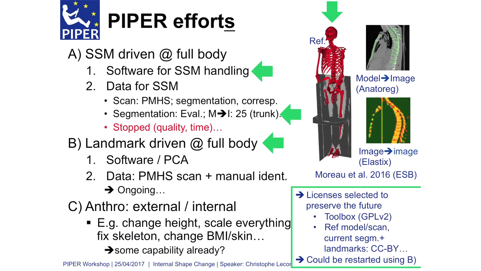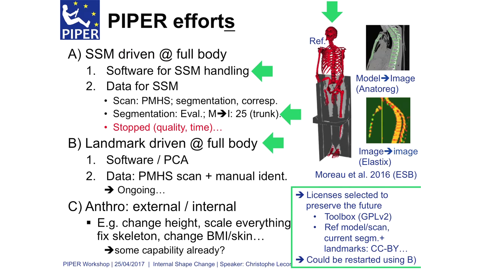And then the C approach is something that is kind of simple, but that is actually already possible to do. As mentioned by Thomas, it's possible to do scaling separately for the external shape of the body and for the bone. So one option would be, for example, to change the height of your model, and then scale everything for the median value of the BMI. So you deform everything, and then you fix the dimension of your skeleton. You know that the dimension of the skeleton corresponds to a mean subject. And then you change the BMI, but you preserve the dimension of your skeleton. This is not implemented in the GUI, but it is a capability that is already available by using Piper.